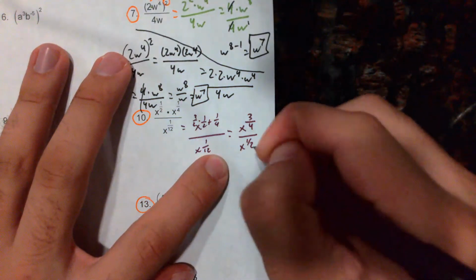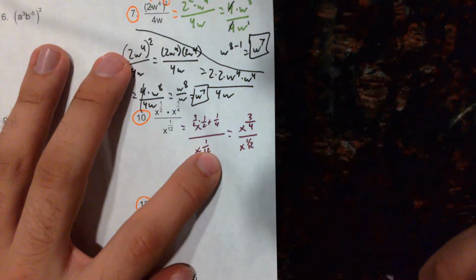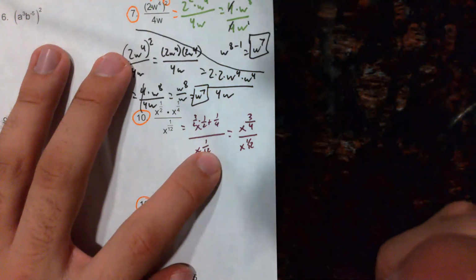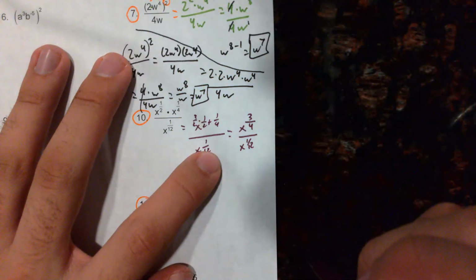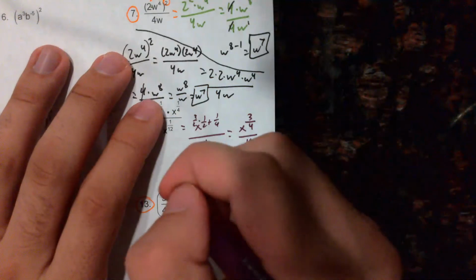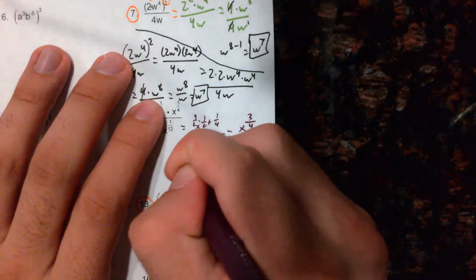All right. And now since I'm dividing, I am going to subtract their exponents. So I have x to the 3/4 minus 1/12.